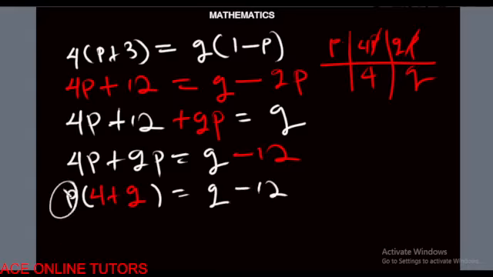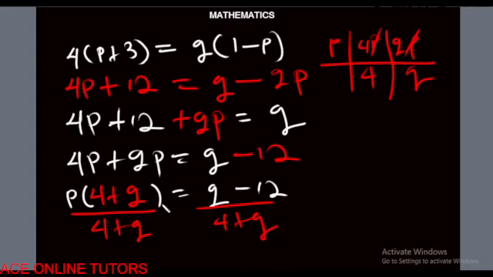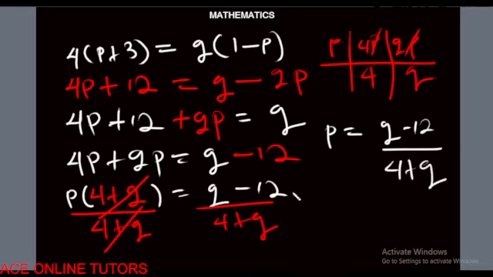So now we have only one p. So it's very easy for us to remove these guys that are disturbing it. So how are they joined together? Multiplication. So you can't say you want to carry it to this side. No, you divide. So you divide both sides by 4 plus q. So 4 plus q cancels 4 plus q. You are left with p equals q minus 12 all over 4 plus q. So that's the solution to the question.